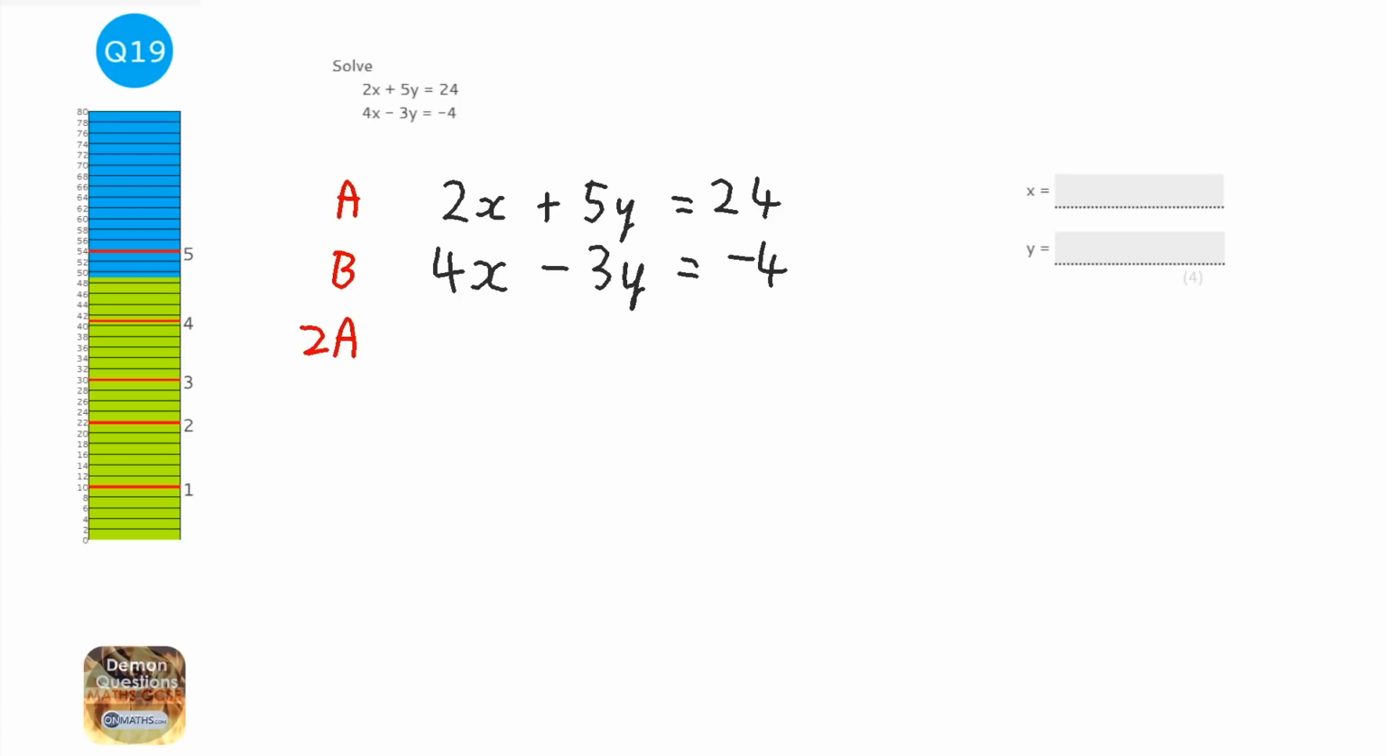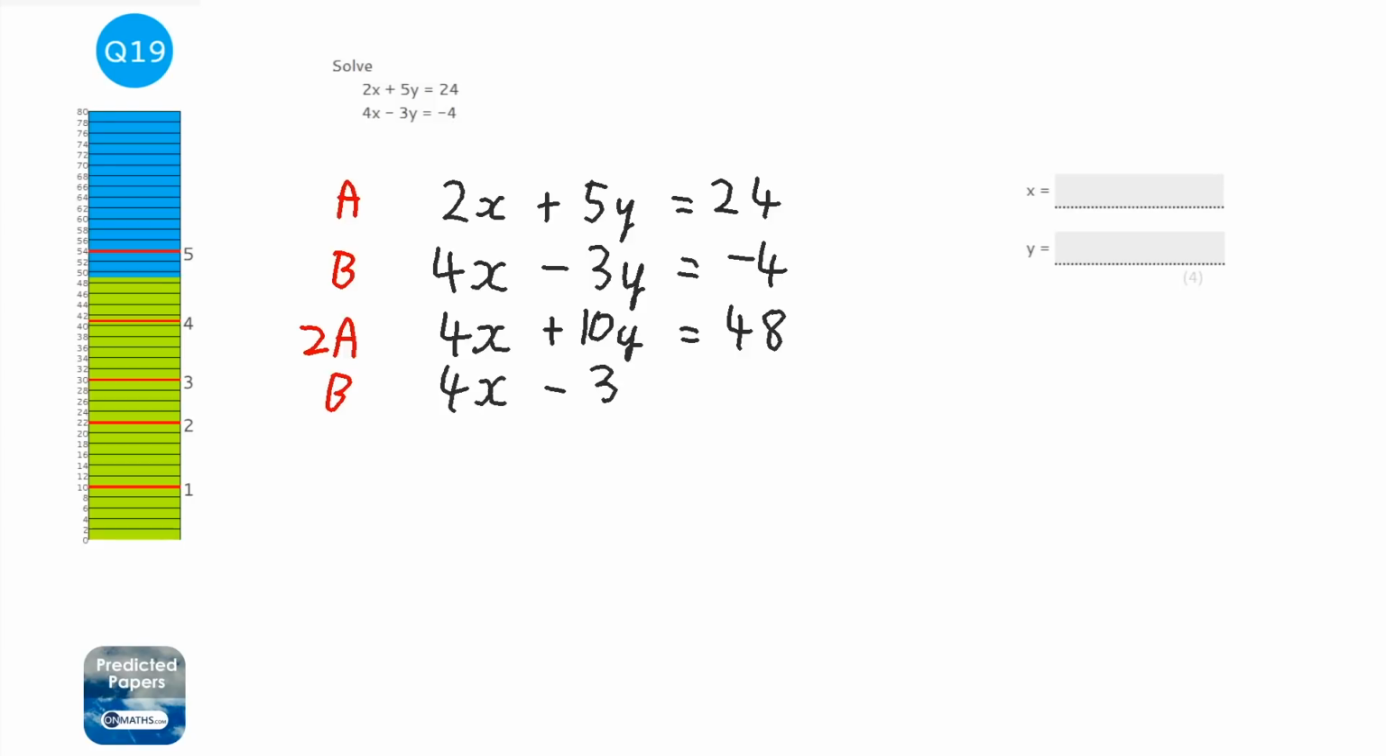So I'm going to double everything in A. So double the 2x to make 4x to make the x's the same. Double the 5 before the y, so that's 10y now. And double the 24 to make 48. Now, next, it's normally the case that if I write down B again, it just makes things easier. So I'm just going to literally copy down B underneath.